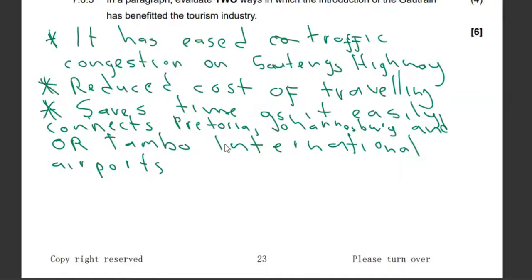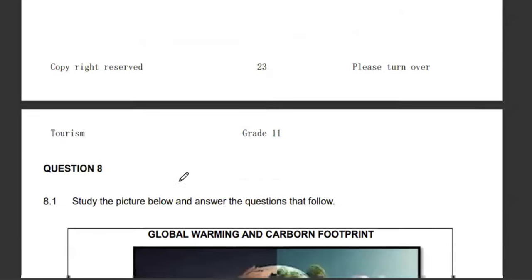Now, moving on to the next one, you can also say that the tourists can save money and use that money on what? On attractions rather than transport. Then, what else?